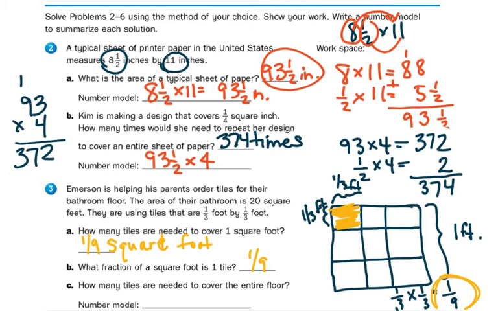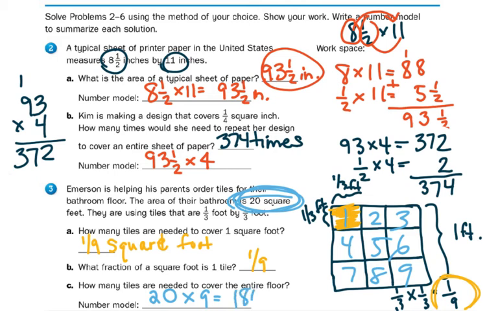How many tiles are needed to cover the entire floor? Well, I go back up to, it's a 20 square foot bathroom. So I'd have to take the 20 square feet, and there's 1, 2, 3, 4, 5, 6, 7, 8, 9 tiles. 20 times 9 is 180.